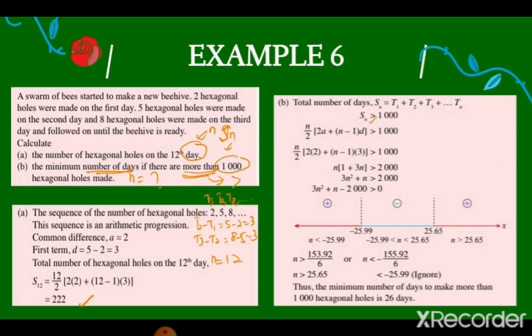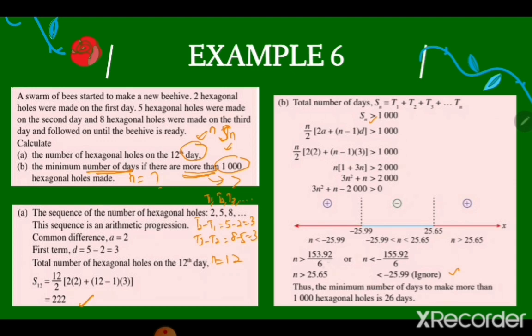So we use the Sn formula and substitute all the values. Our A is 2, our D is 3. And then we have a quadratic equation, which is 3n squared plus n minus 2,000, which is greater than 0. When you solve the quadratic for n, we have two values: one is positive 25.65 and the other is negative 25.99. Since n refers to days, we don't have days with negative values. That is why here we said ignore.